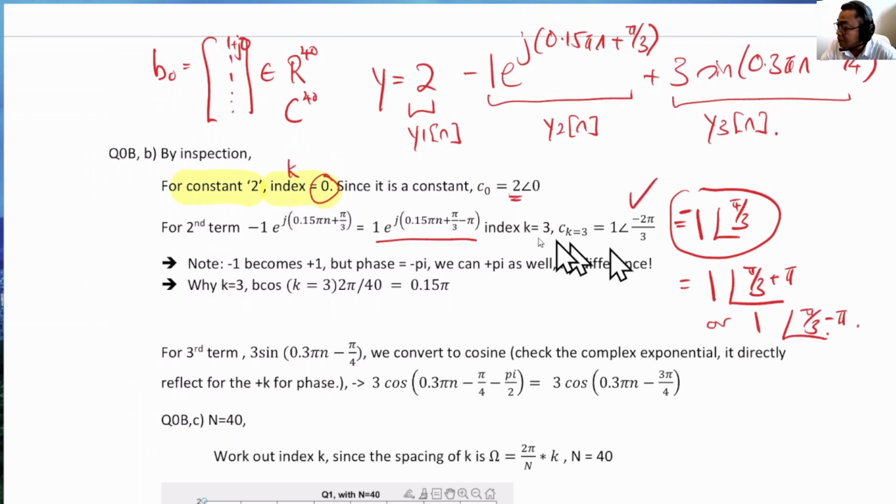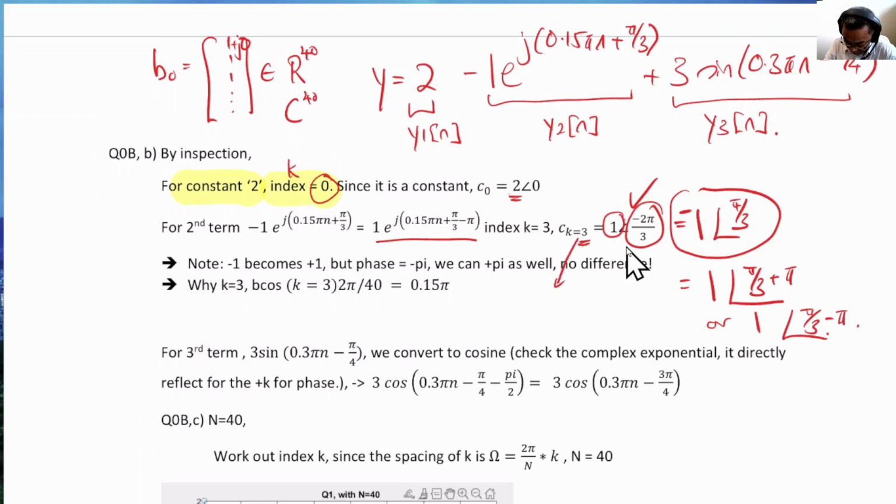So let me repeat. Why did we have this additional minus pi? It is due to this minus 1 term. We don't like the minus 1 term to be the magnitude, because magnitudes are only positive numbers. So we have to convert this minus 1 to a positive number, and to do that we are introducing a phase shift of minus pi. And therefore now it is pi over 3 minus pi, which comes out to be minus 2 pi over 3. So the magnitude is 1 and the phase shift is minus 2 pi over 3 for k equals 3.